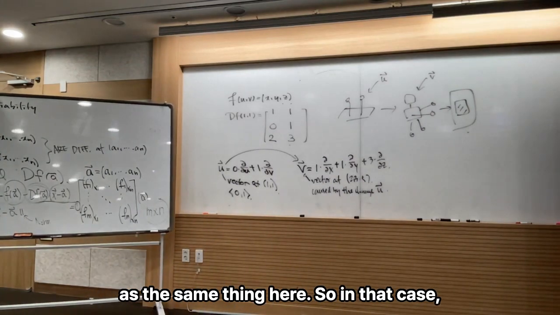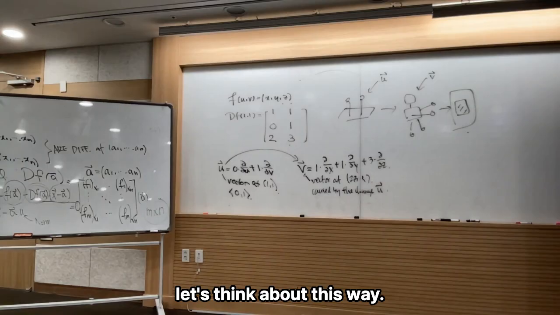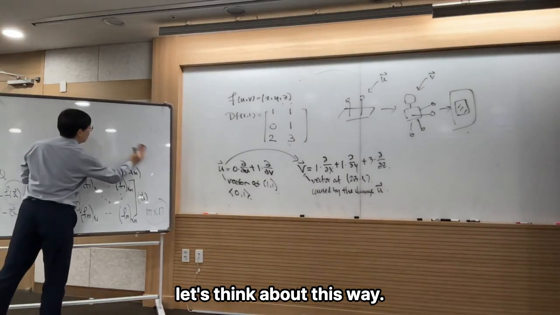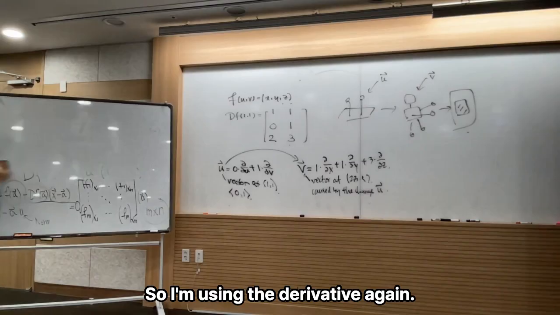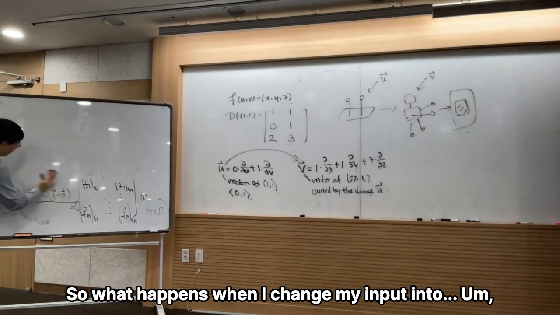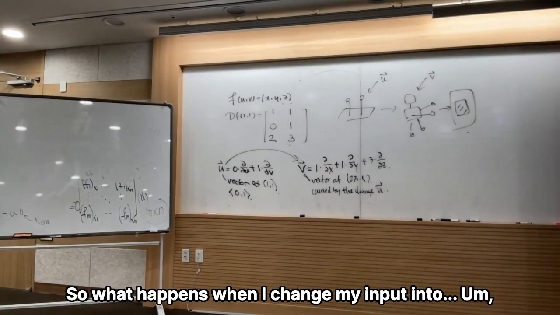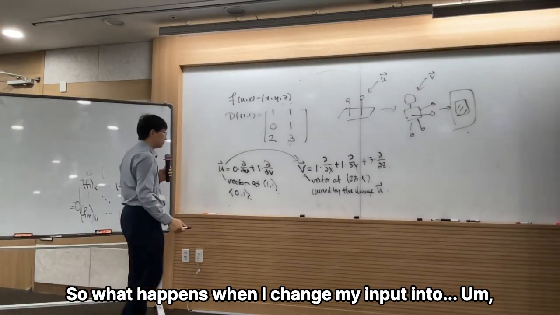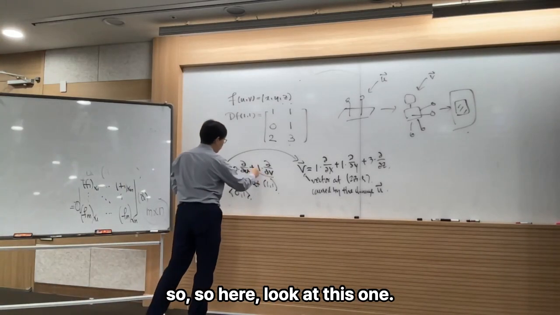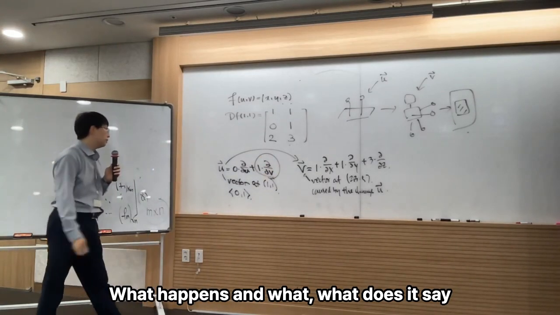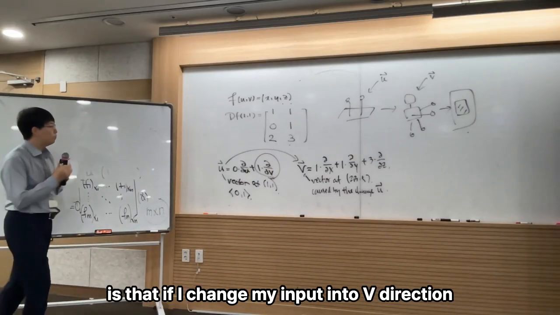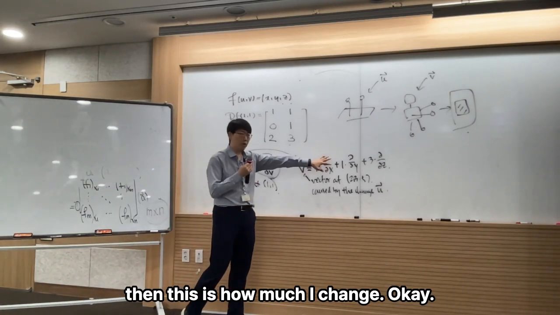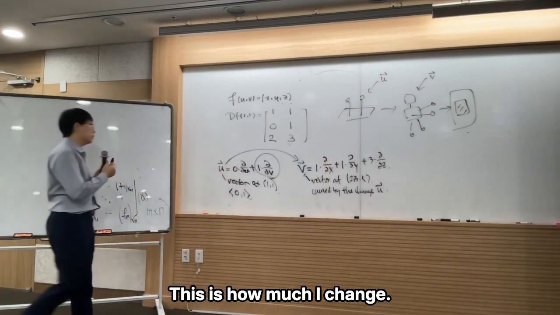So in that case, let's think about it this way. I'm using the derivative again. What happens when I change my input? Look at this one. It says that if I change my input in the V direction with unit speed, then this is how much I change.